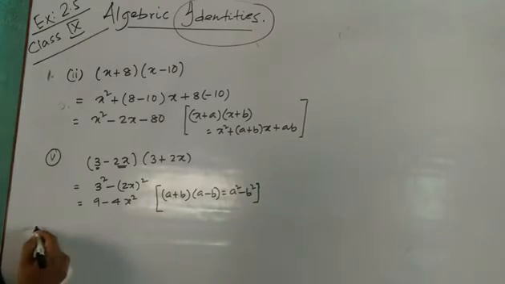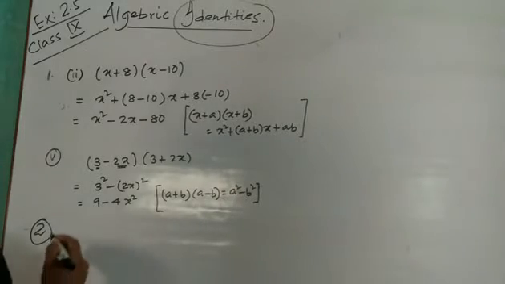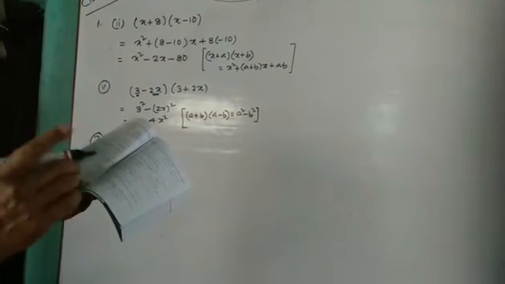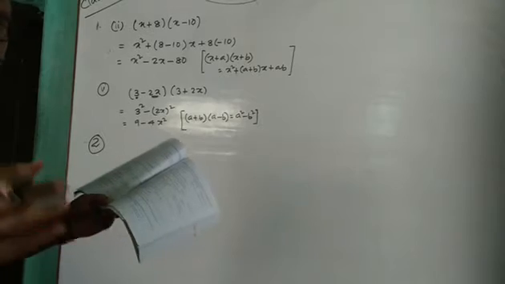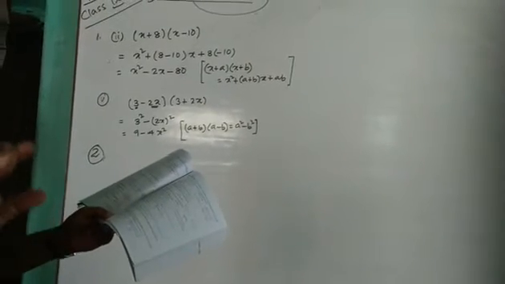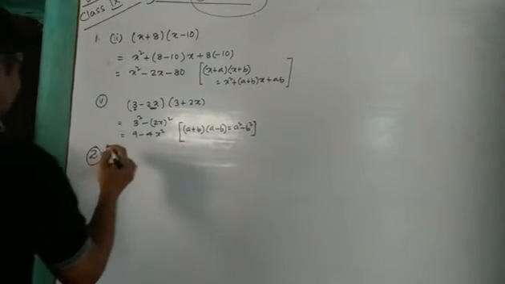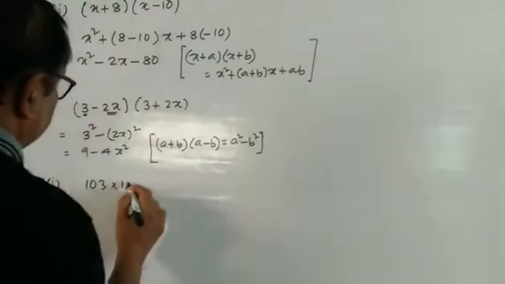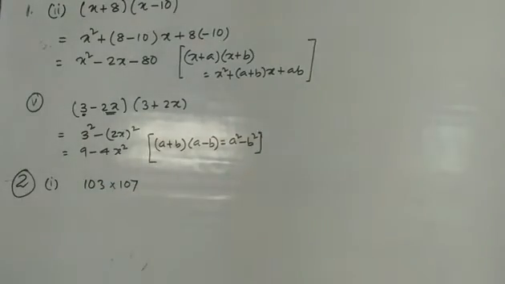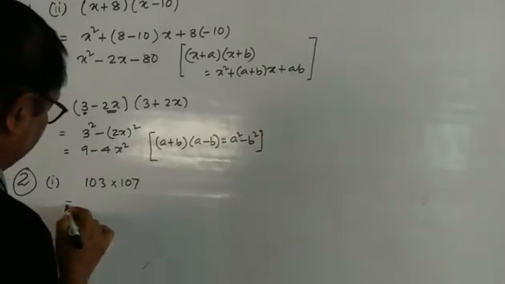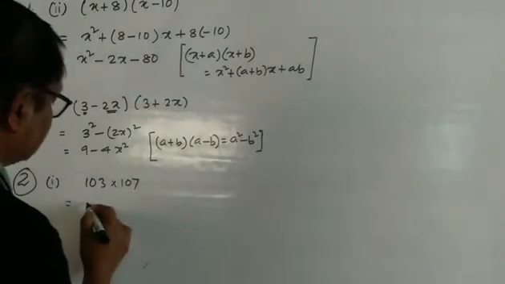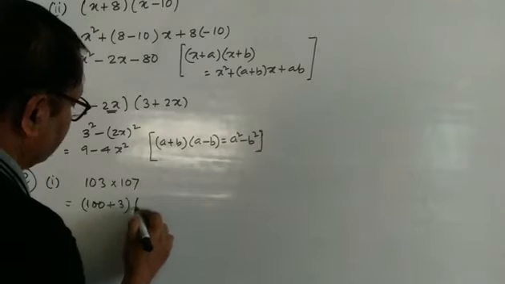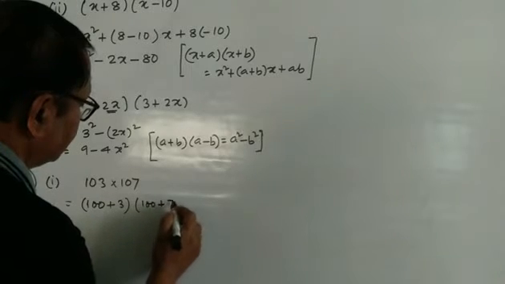Now come to question number 2. Question number 2 says, evaluate the following products without multiplying directly. We have to find out the value of the product, but we are not supposed to multiply them directly. The first question I will do for you, that is 103 into 107. See students, in this question directly we are not supposed to do the multiplication. So we will do an indirect process: 100 plus 3 into 100 plus 7.